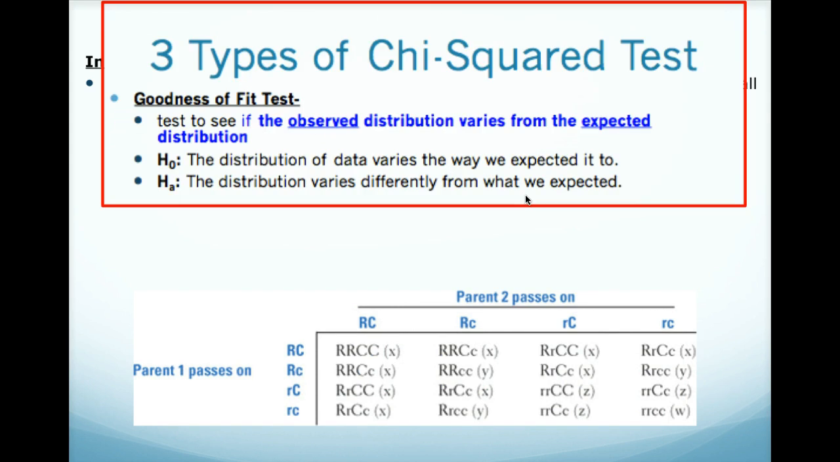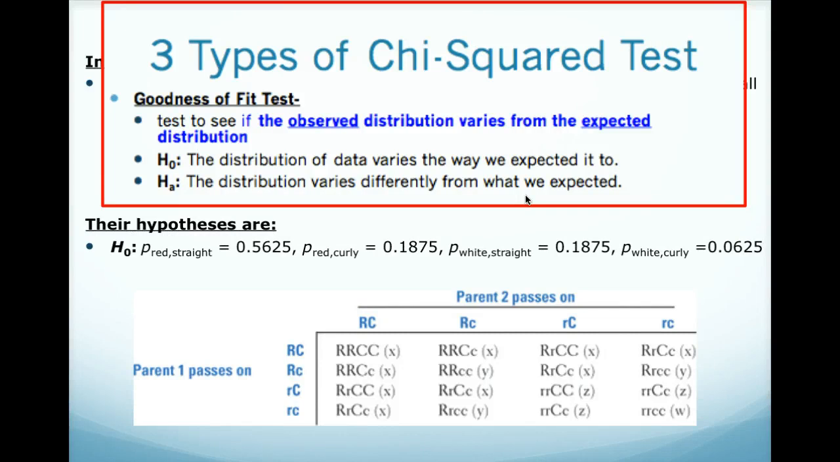Now remember, I'm going to start by making my null hypothesis that the distribution is what I should have seen, and my alternative is that my distribution does in fact differ from what I should have seen. So I'm going to start by assuming that these proportions are in fact what I expected based off of the Punnett square. And my alternative is going to be that at least one of these proportions is incorrect.